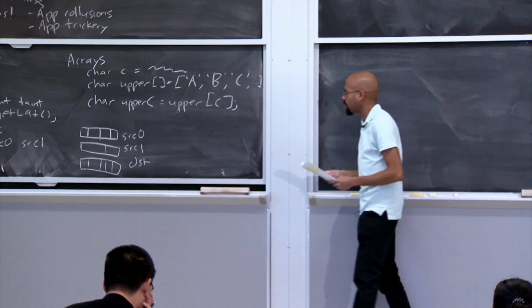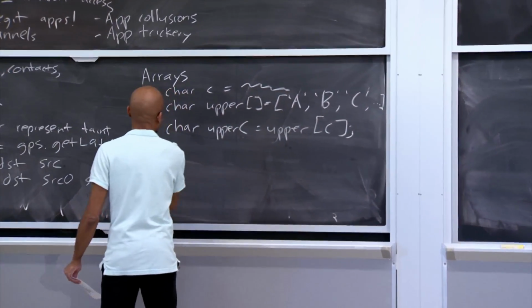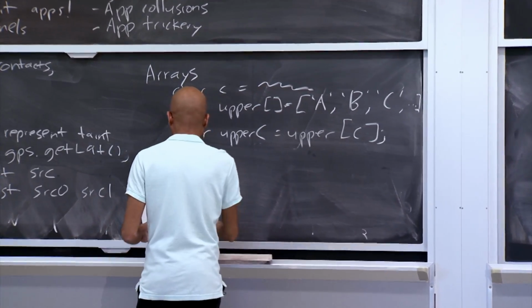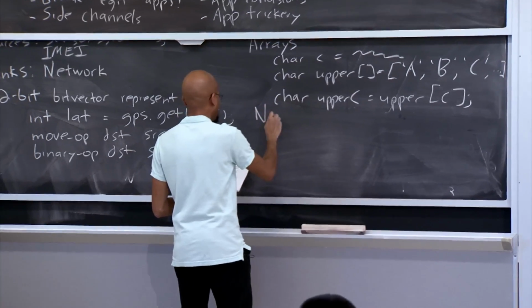Okay. So another instance of special case taint propagation that they mention are things like native methods.